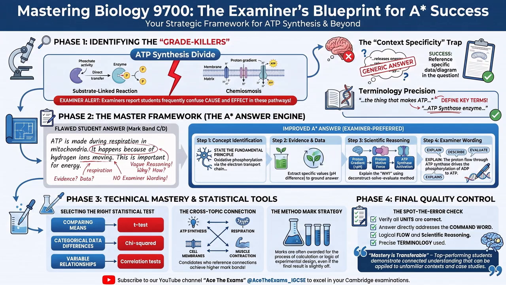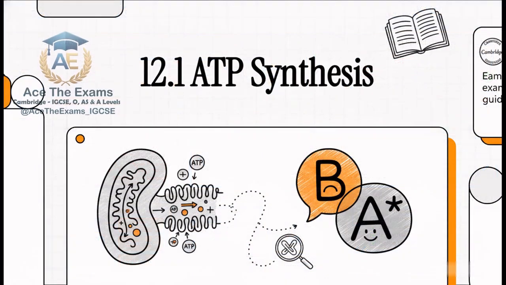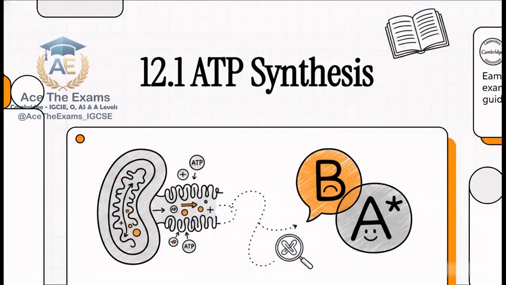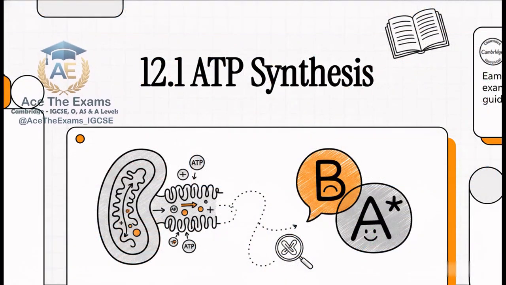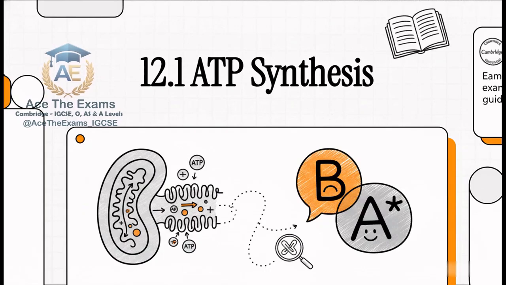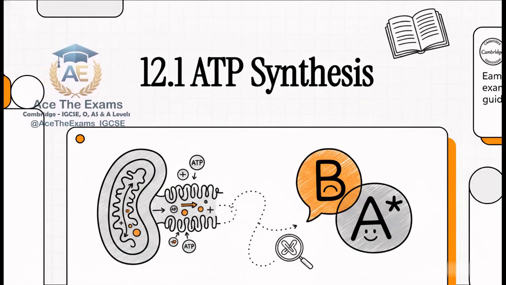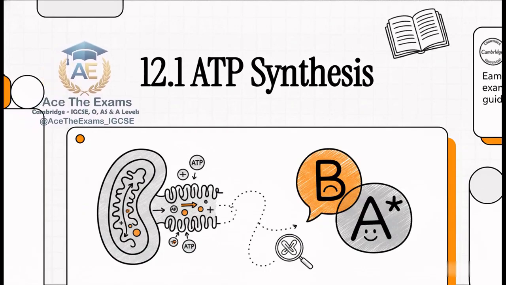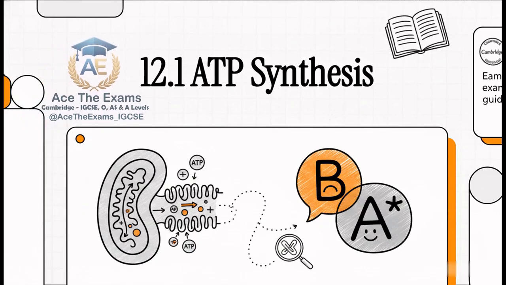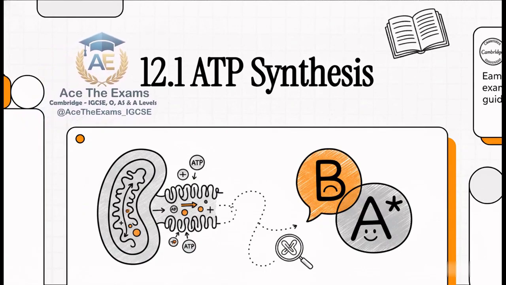Let's jump right in. Welcome to this explainer on ATP synthesis. So, if you think of ATP as the universal currency of the cell, then mastering how it's made is literally like knowing how to print your own money on the Biology 9700 exam. These concepts are fundamental, they're everywhere, and they are incredibly valuable.